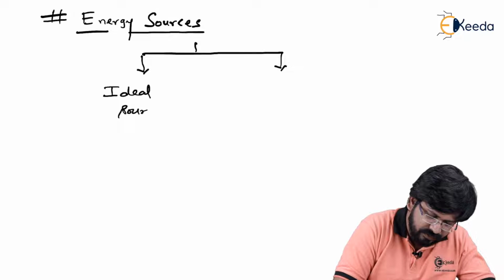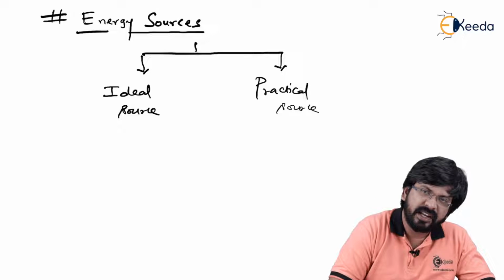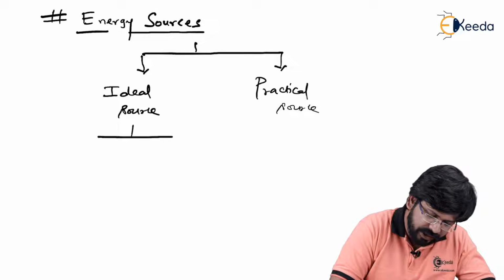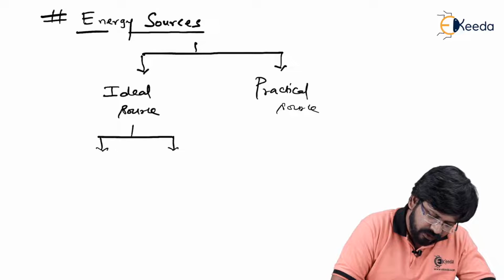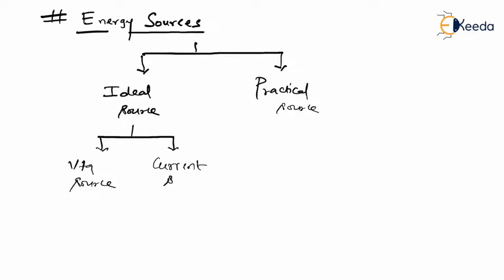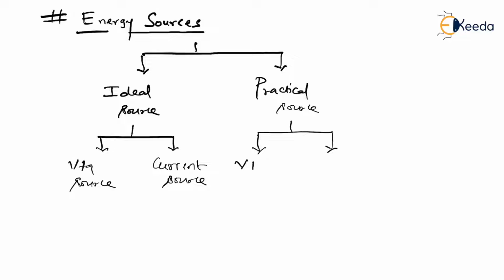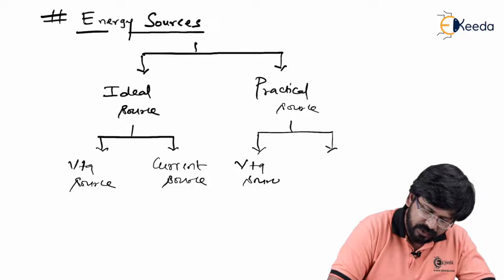Ideal source versus practical source. And then in ideal source, again we will be learning two types. One is called as voltage source, the other one is called as current source. Similarly, in practical sources also we will see both, that is voltage source and current source.